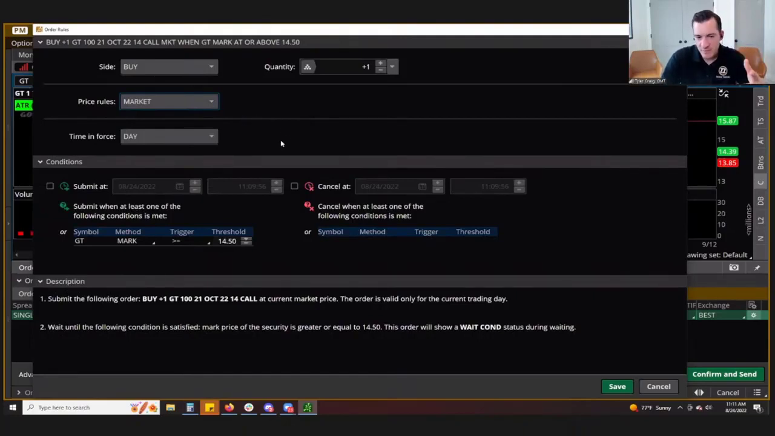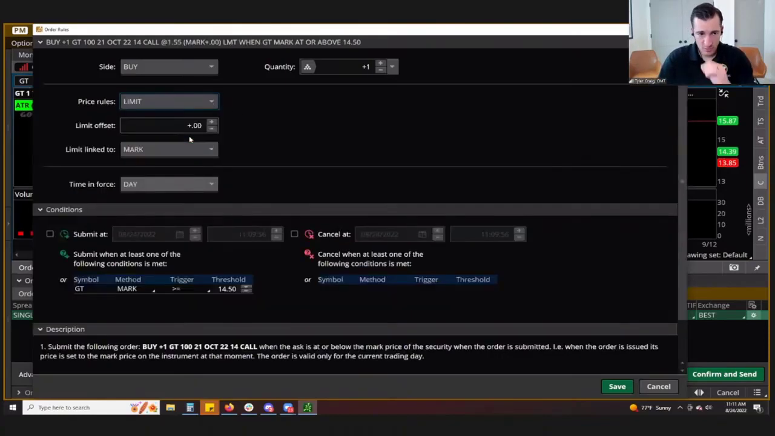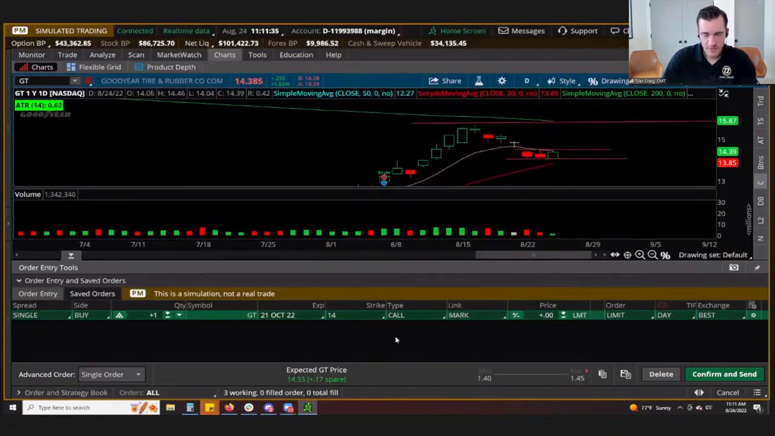Just know that if it gaps up tomorrow or if it gets filled right off the bat when the market opens, bid-ask spreads might be a little wider. You may not get as good of a fill. Okay, so I'm going to go with the more conservative route. I'm going to route a limit at the midpoint. That's the entry.